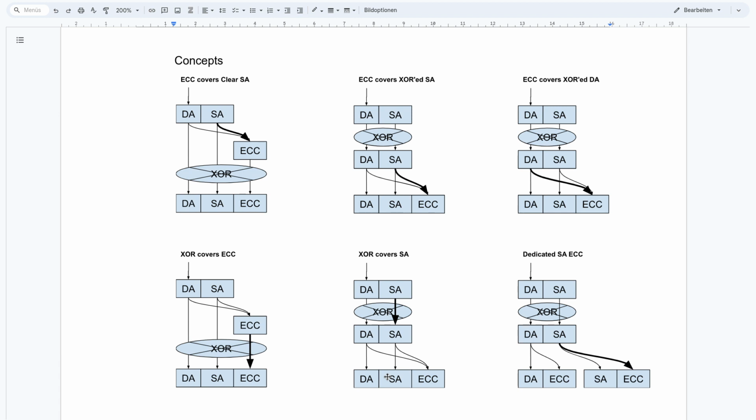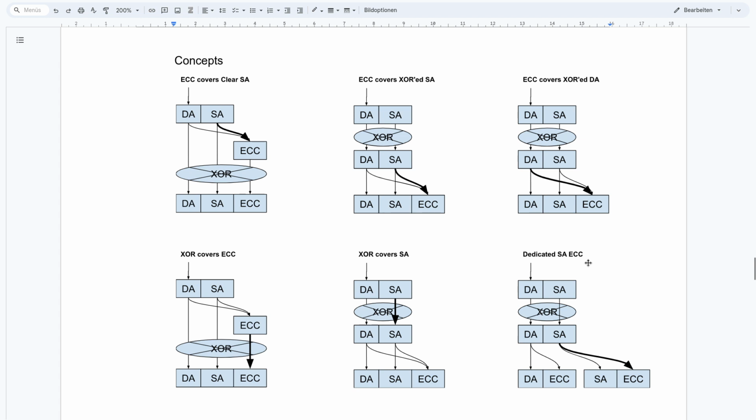And last but not least, there is the concept of a dedicated service area ECC. If there is a dedicated ECC area that's covering only data, and if there is a separate ECC area that's covering only the SA area, then I call that a dedicated SA ECC. That's the idea behind it.